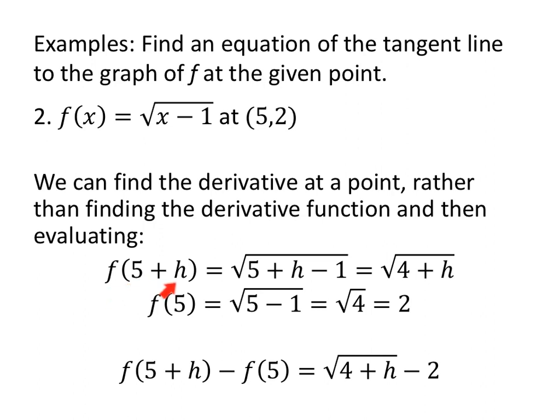f of 5 plus h equals the square root of 5 plus h minus 1. Replace x with 5 plus h. Simplify. That's the square root of 4 plus h. We know that f of 5 is 2. I worked hard instead of smart here. Don't repeat my mistakes. 5 minus 1 is 4. Square root of 4 is 2. I should have already known that. The difference, f of 5 plus h minus f of 5, is the square root of 4 plus h minus 2.